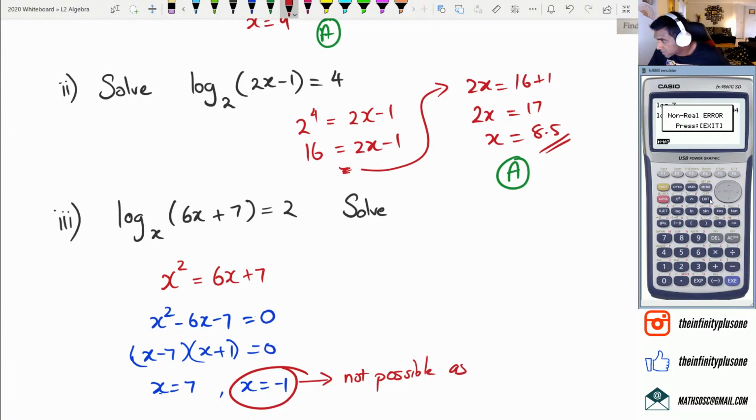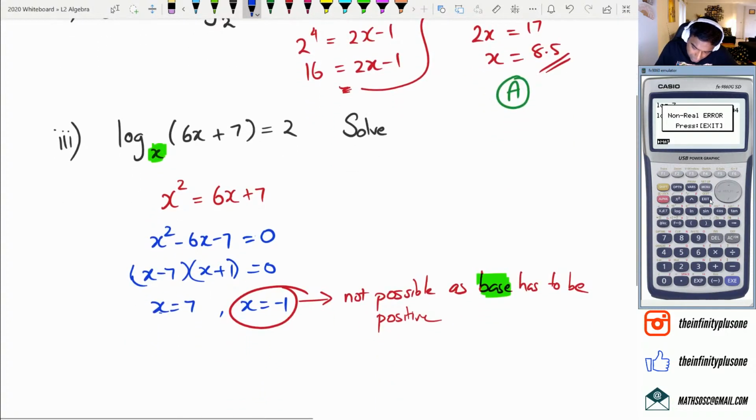You just got to write a little statement that the base has to be positive. So what I mean by base is this part right here. When I'm talking about the base, that's this x there, which happens to be the base. That number has always got to be positive, and it cannot be 0 as well. So therefore, in this question, x is only equal to 7, and x is not equal to negative 1.